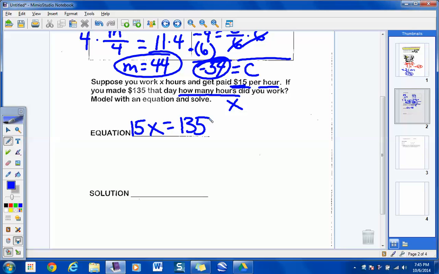Now check yourself in this situation and ask, well, did this set up nicely like we had said? Are we going to take 135 and divide by 15? Well, if I have 15 times x equals 135, to undo that multiplication of 15, you would have to divide. So to solve this right here, you're simply going to divide both sides by 15, and your x value will be 9. So how many hours did you work that day? You would say 9 hours. Okay.